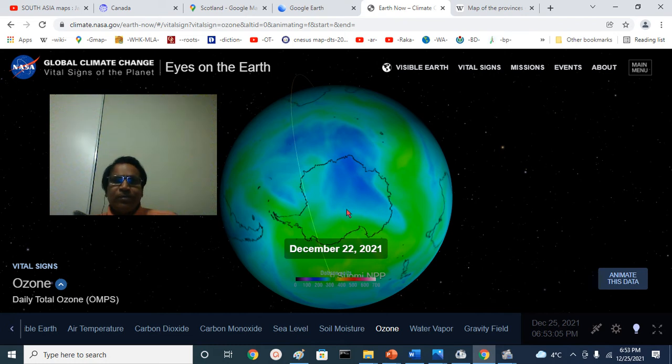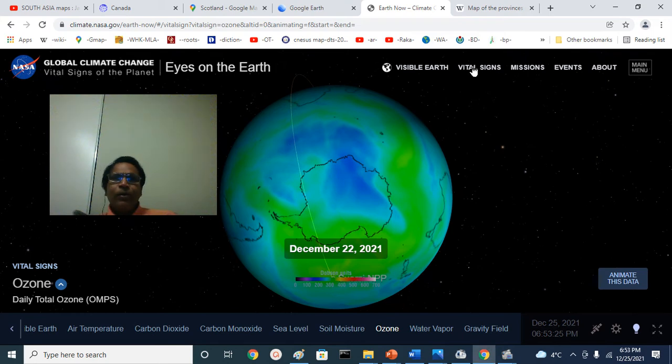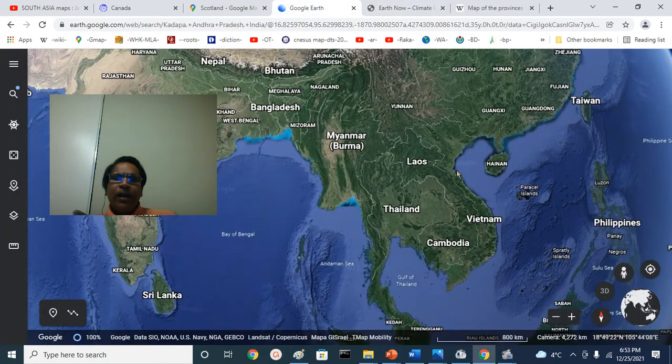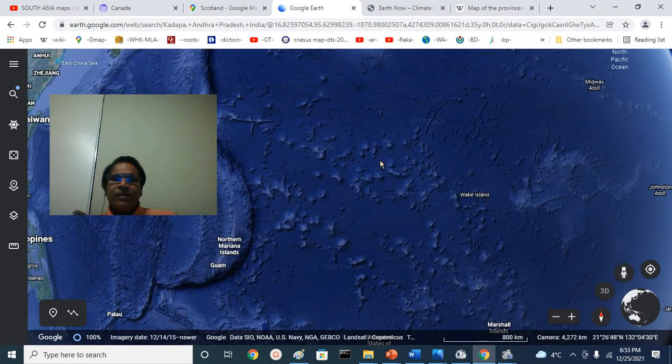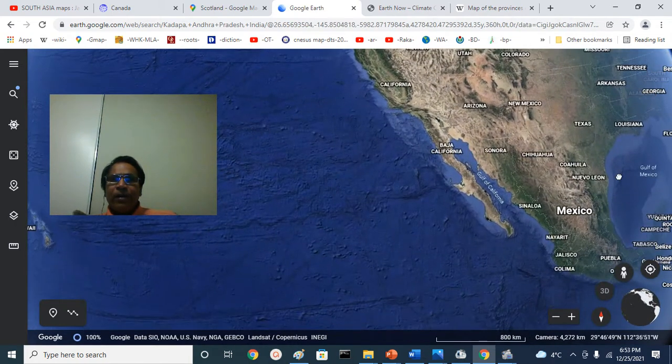The South Pole is only a small part of it. Sometimes when they say South Pole, they are talking about the entire bigger region, Antarctica. The South Pole, that is a part, is used for a totem called Antarctica. Sometimes the country Trinidad is used for Trinidad and Tobago. Trinidad and Tobago is in the South American continent, across from Venezuela.